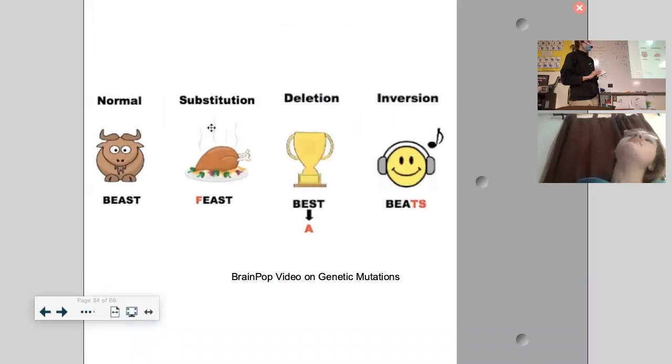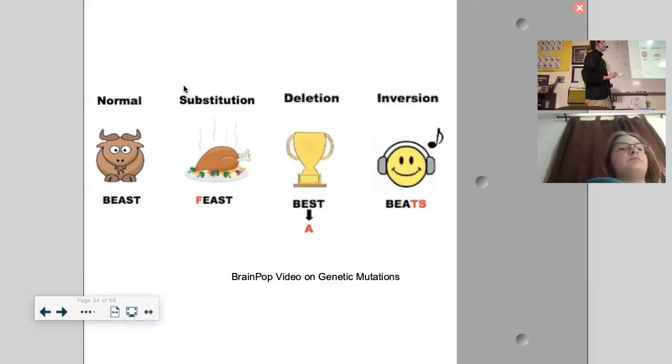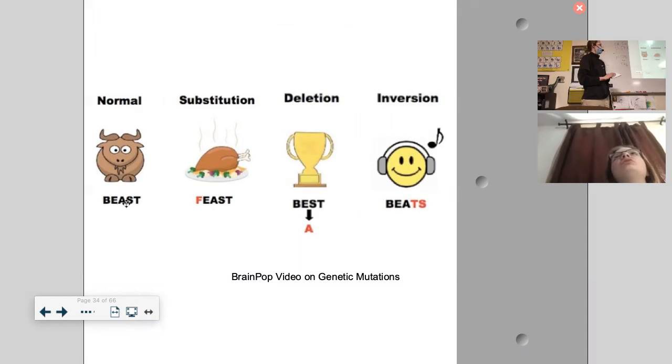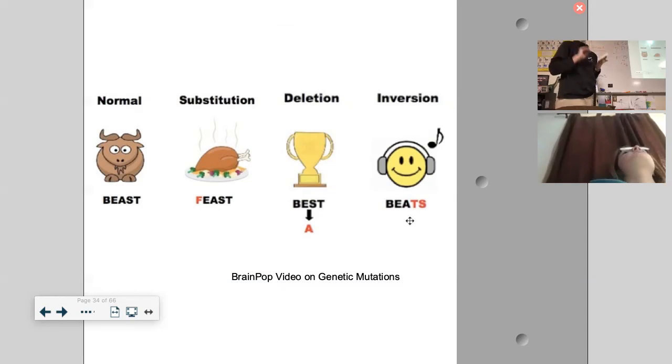So there are different types of mutation. Your book talks about some of these. If the normal word is beast, but all of a sudden we substitute a B for an F, you get feast. Or maybe it takes out a letter, kind of like what I did on the previous slide, where instead of being beast, it's best. Or maybe letters get swapped around. That does happen. So instead of being beast, it's beats. I'm not going to show you the last picture. It's inappropriate. And I'll get in trouble now that I'm recording. So maybe you can figure it out.